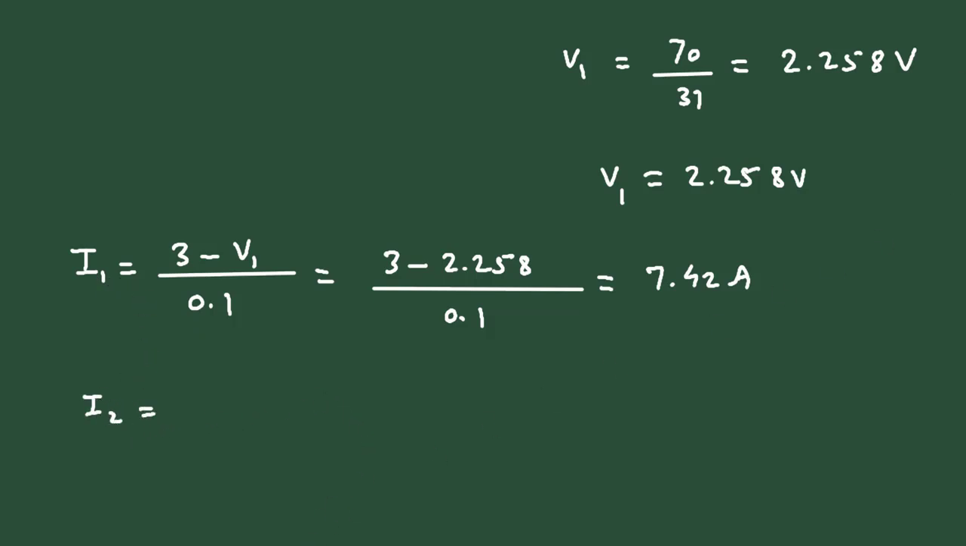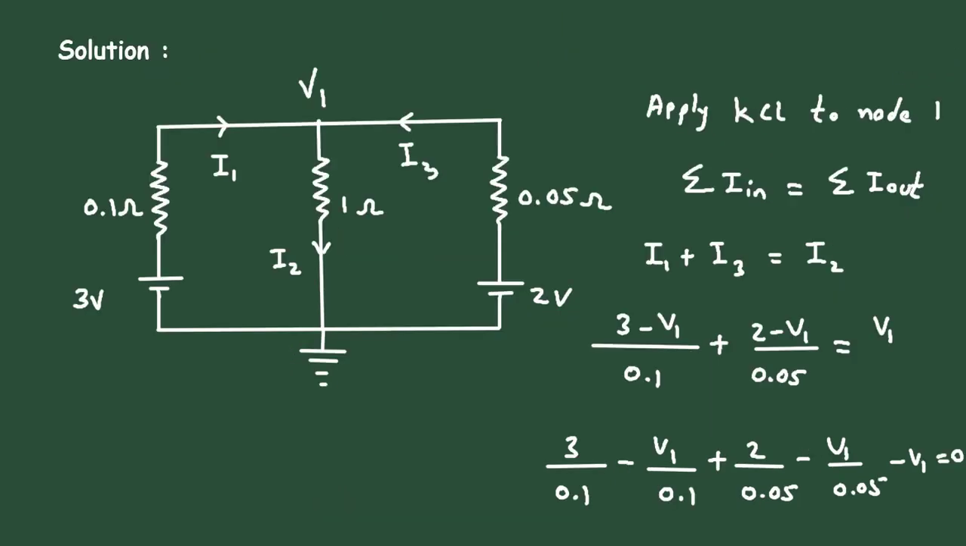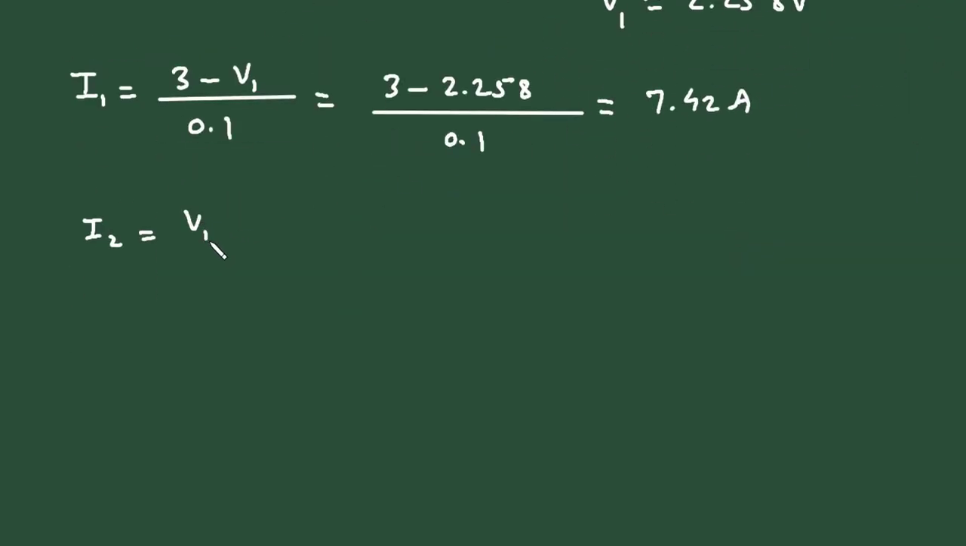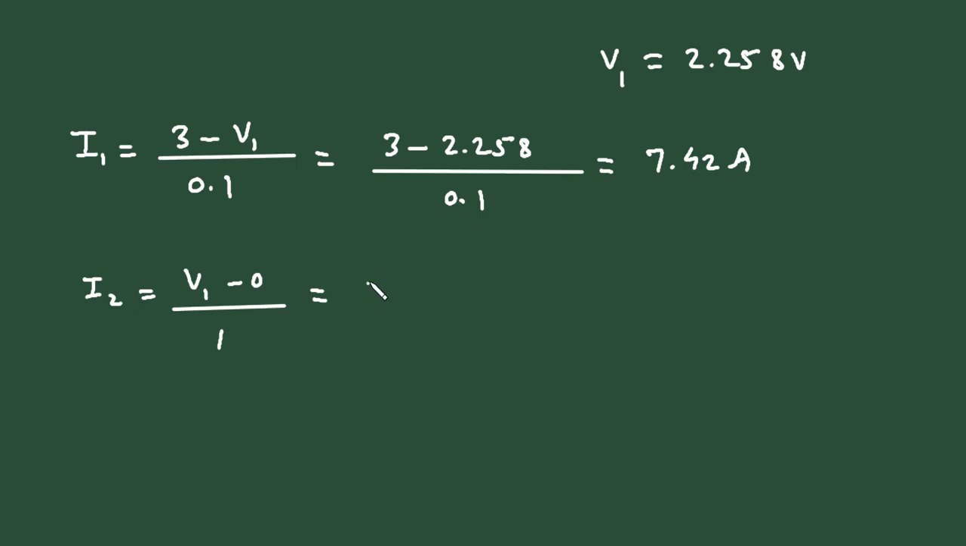Then current I2. Current I2 will be V1 minus 0 divided by 1. The value of V1 is 2.258, so I2 is 2.258, and since it is current, its unit will be ampere.